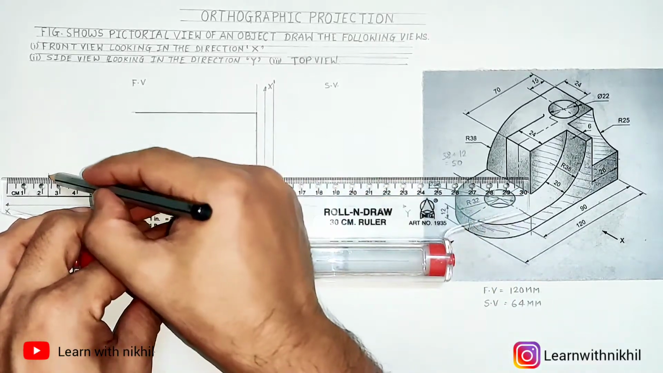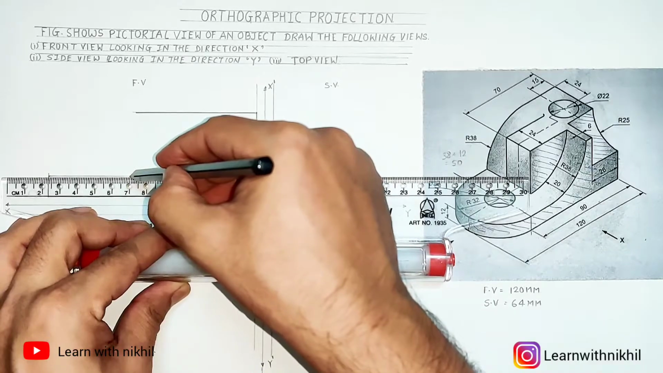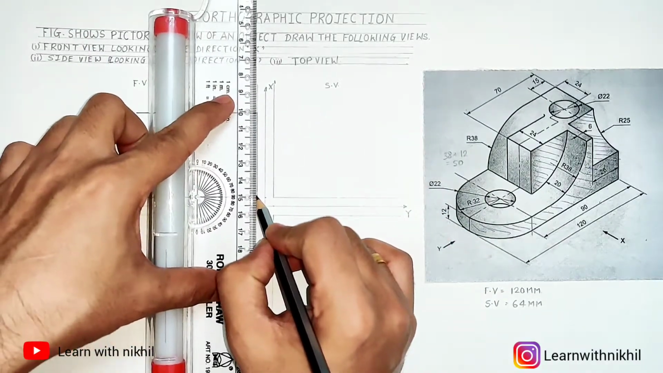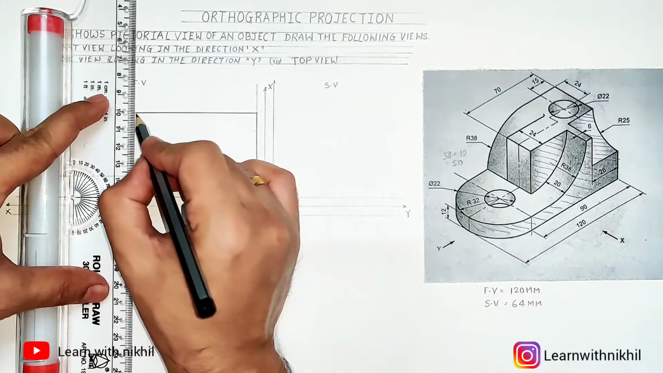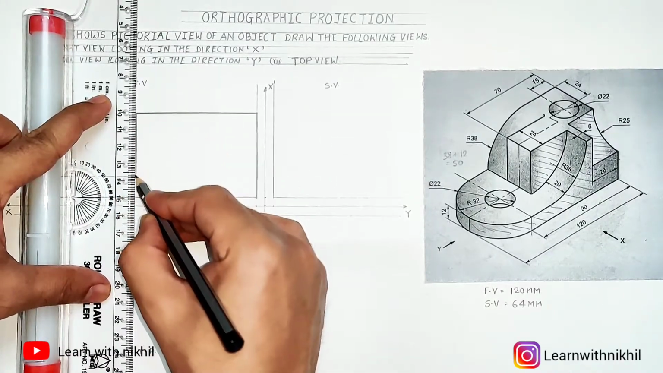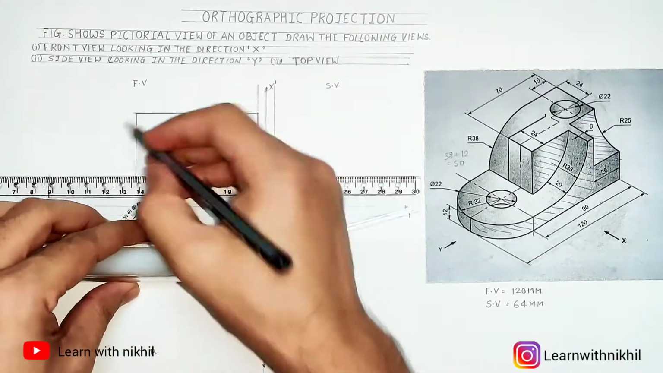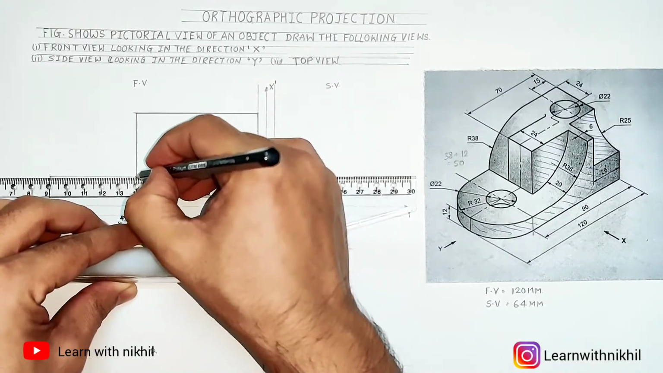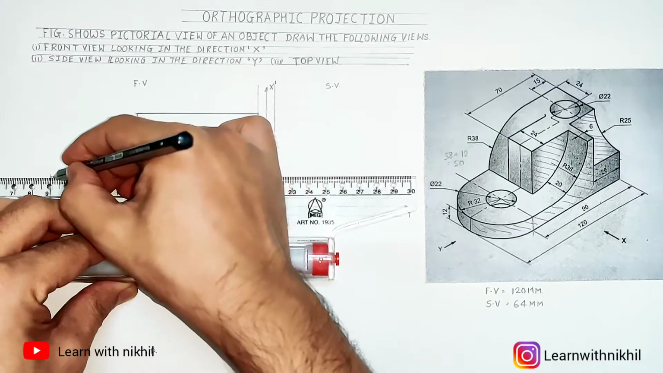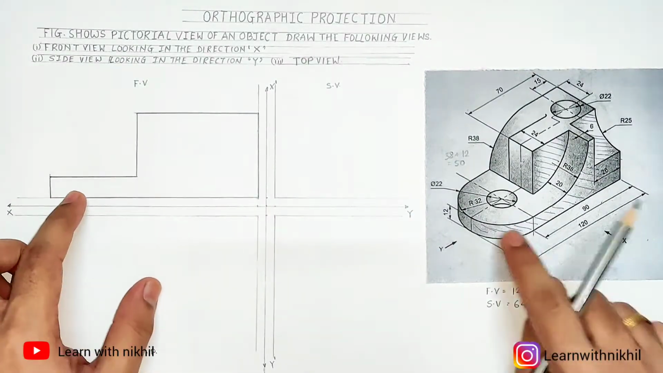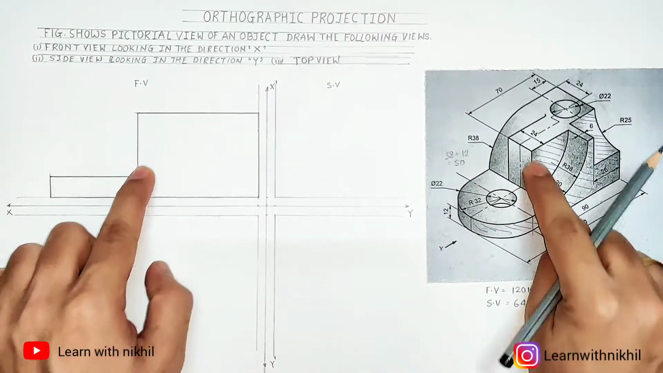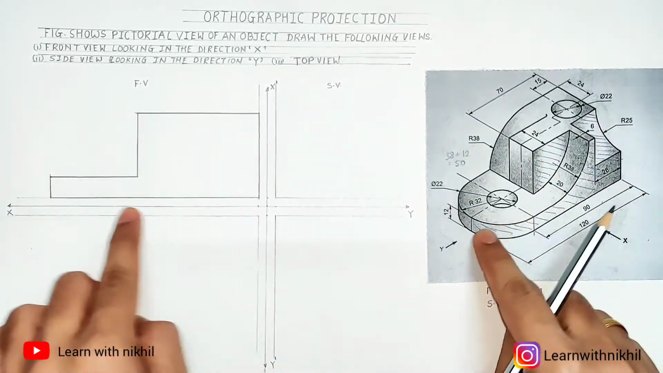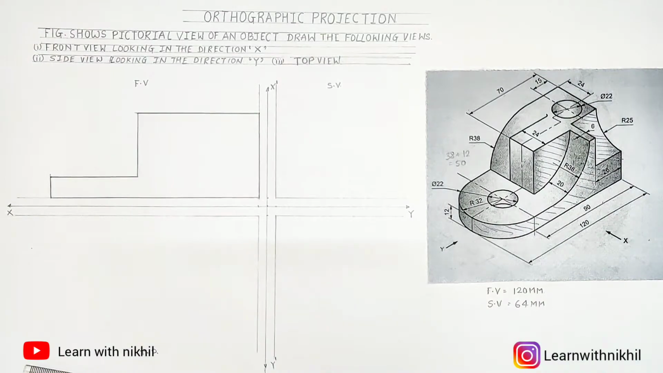So draw a light line from this point and then draw a line from this point. Now these two extension points will make an L shape as it will be visible from the front view. So this is this curved part and this is the straight line. So this covers up the front view.